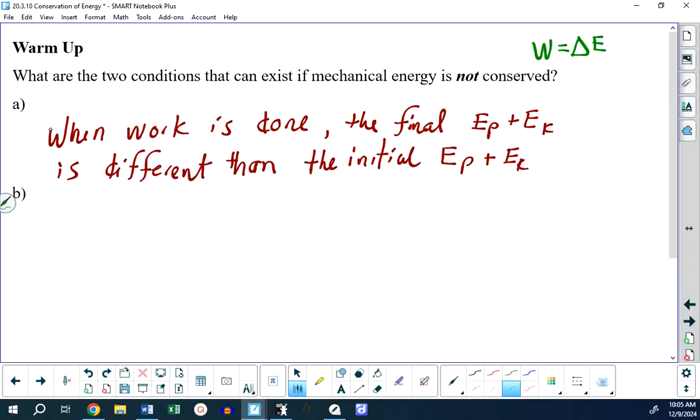What's the second situation that can arise where mechanical energy is not conserved? So let's just say no work is done. Can you come up with a reason why the mechanical energy would not be conserved, even though you're hands off, you're not touching the system, you're not doing work? Why would that be? Colin? Do you know? That's okay.